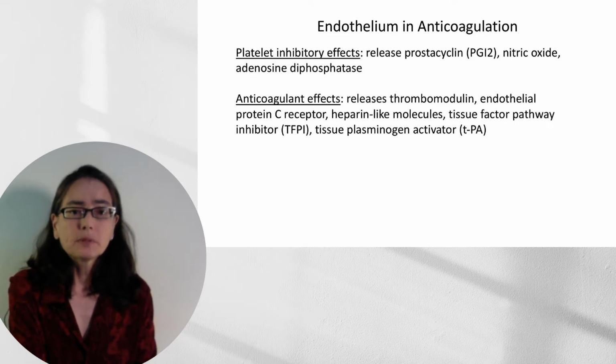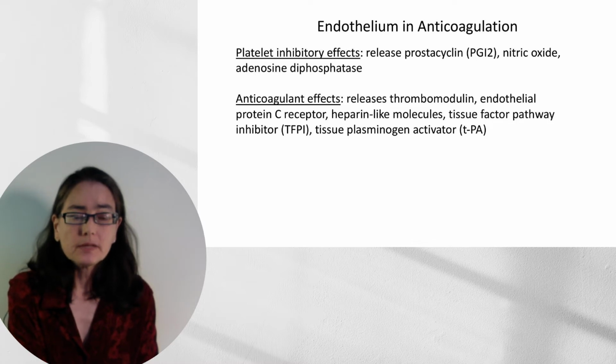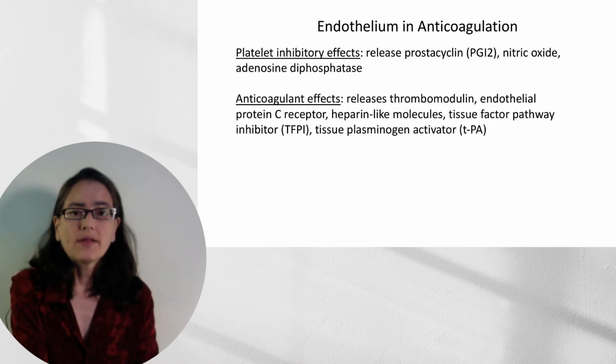But it also has platelet inhibitory effects as well as anticoagulant effects. So the platelet inhibitory effects is that endothelium can release prostacyclin, PGI2, nitric oxide, and adenosine diphosphatase. And all of these will act to prevent platelet aggregation and activation. Now, the anticoagulant effects are that endothelium can release thrombomodulin, endothelial protein C receptor, heparin-like molecules, tissue factor pathway inhibitor, or TFPI, and tissue plasminogen activator, which we just discussed.